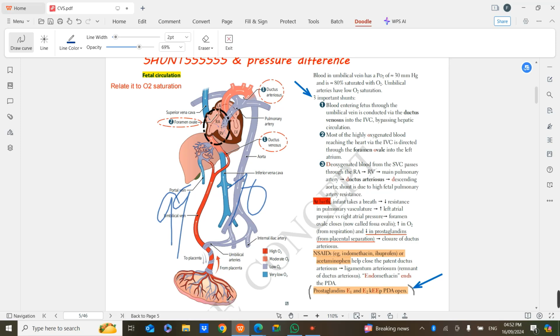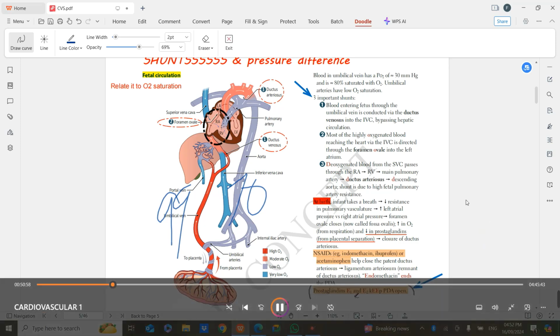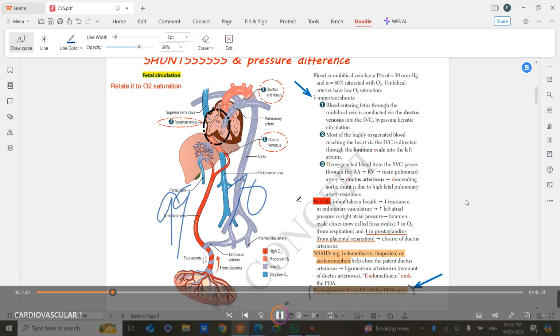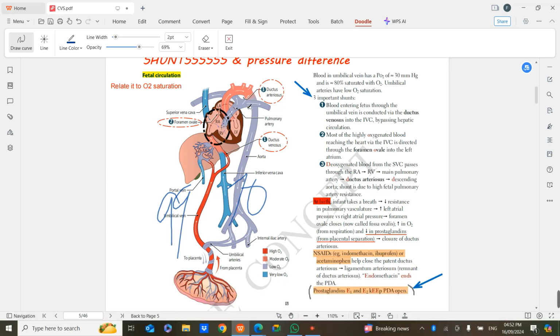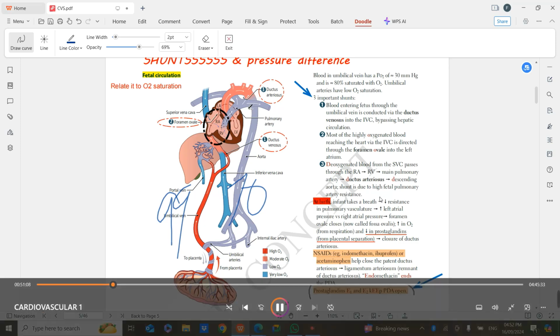Now, where do you think these prostaglandins are coming from? When the baby is now born, the placenta is removed. So the prostaglandin level in the baby's blood will fall. By the time it falls, prostaglandin is not available again to keep it open. Then it will start closing up.